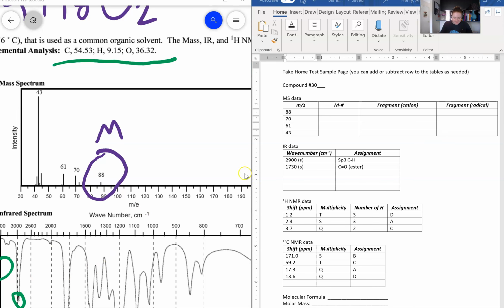I'm going to label the peak at 88 as my molecular ion peak, and then for the rest of them I can just say M minus and then whatever the difference is. So 88 minus 70 is 18. 88 minus 61 is 27. And 88 minus 43 is 45.